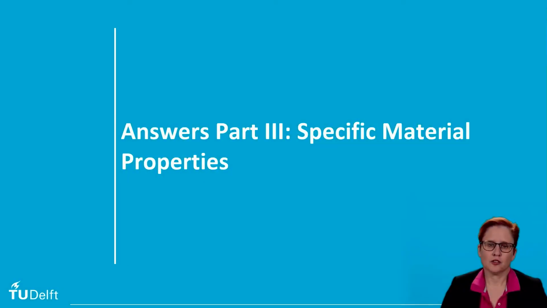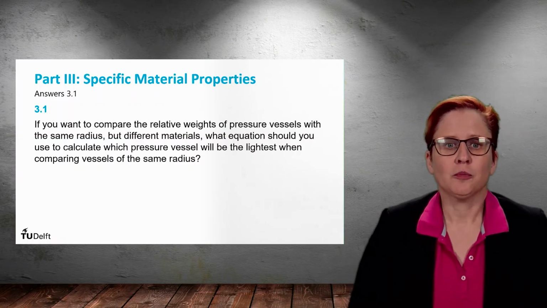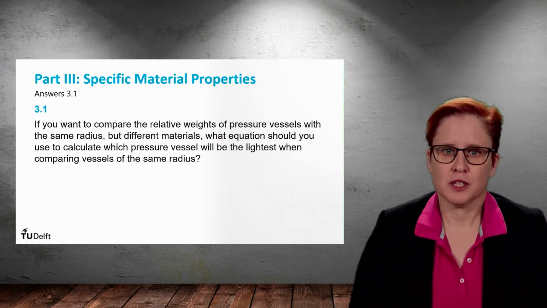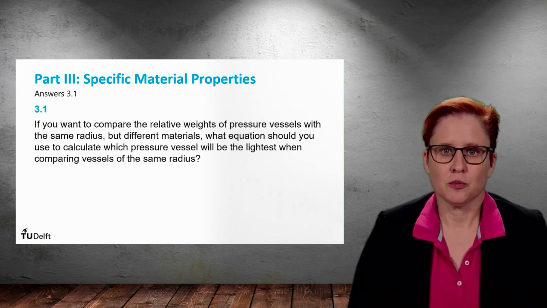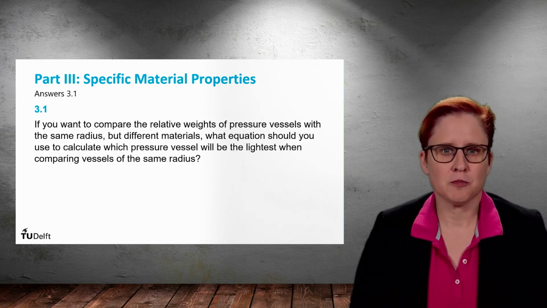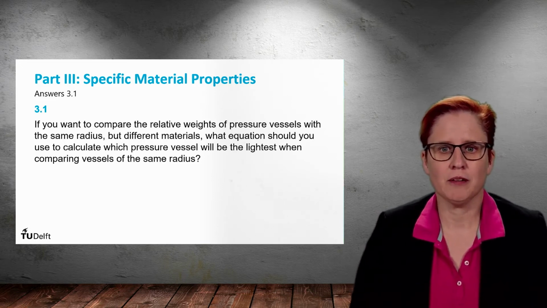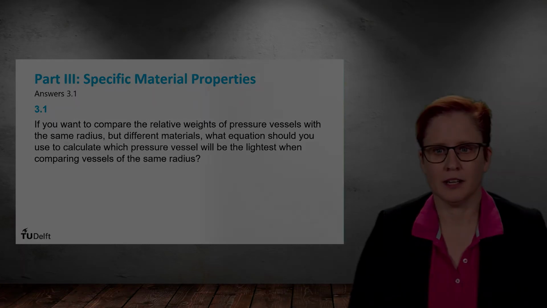Now let us look at the answers for part 3 on the specific material properties. If you want to compare the relative weight of pressure vessels with the same radius but different materials, what equation should you use to calculate which pressure vessel will be the lightest when comparing materials of the same radii?